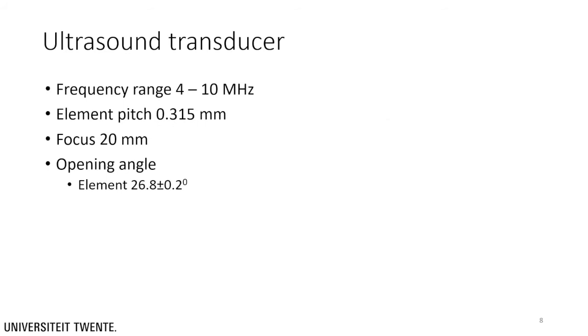The linear ultrasound transducer that we used has a frequency range of 4 to 10 MHz. The pitch between the elements is 300 micrometers, and the array is covered by an ultrasound lens with a focal distance of 20 millimeters. The opening angle per element for sending and detecting ultrasound is almost 27 degrees.